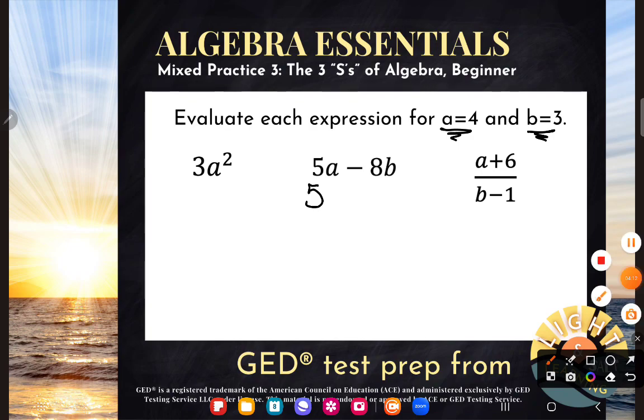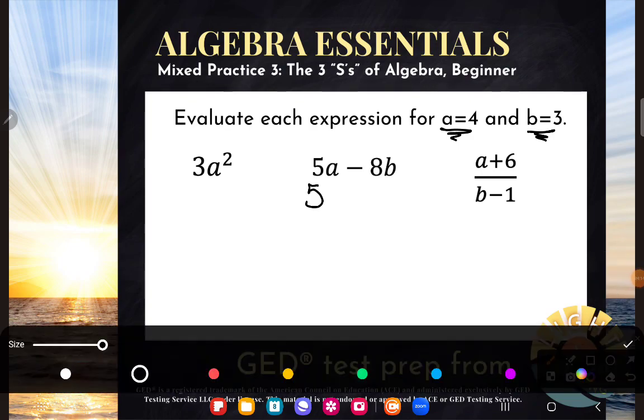So my 5 stays the same, but not my A. My A is a known value, it's 4. It's shoved up against 5, meaning it's multiplying, so I will use parentheses to say multiplying. Keep my minus, keep my 8, but my B doesn't have to stay B because I know what he's equal to. B is 3, so I'll replace it with a 3. They were shoved together, they're multiplying, so I'm going to use those parentheses to say multiply.